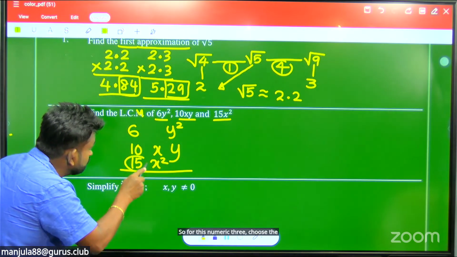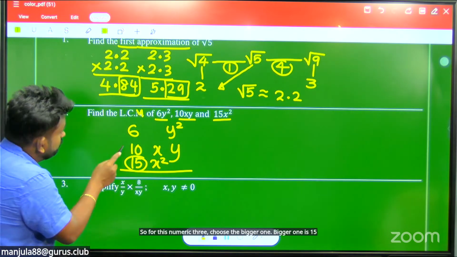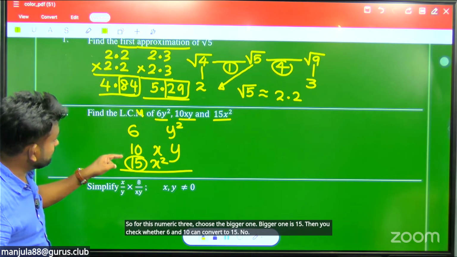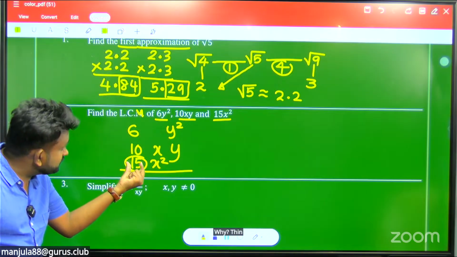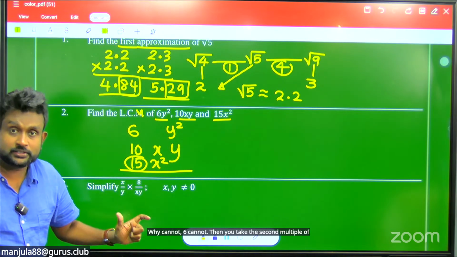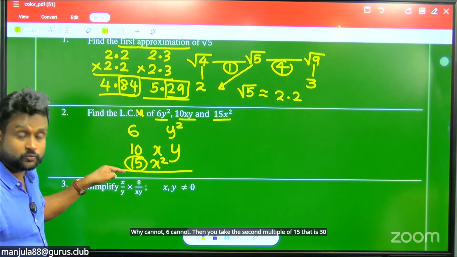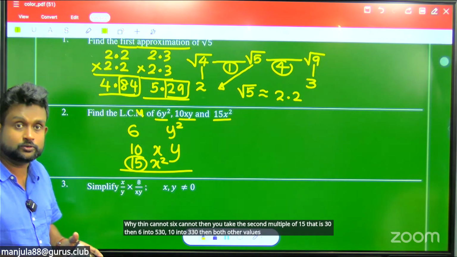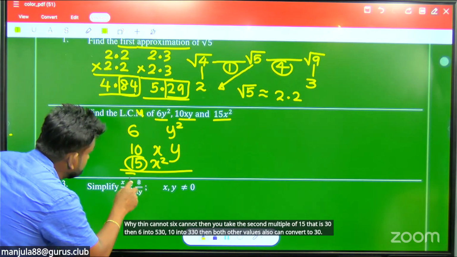The bigger one is 15. Then you check whether 6 and 10 can convert to 15. No. Why? 10 cannot, 6 cannot. Then you take the second multiple of 15, that is 30. Then 6 into 5 is 30, 10 into 3 is 30. Both other values can also convert to 30. So the LCM of these three is 30.